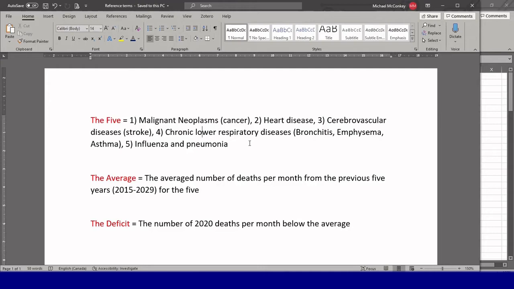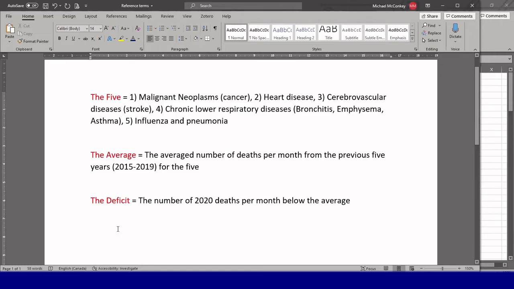When I say the average, what I'm talking about is the average number of deaths per month from the previous 5 years. And this is wrong, I can see here. Let's correct this too, so I'm doing editing on the fly. It's obviously 2015 to 2019. So that's what the average is. For any particular month, say April, I looked at every April from 2015 to 2019, recorded it all, and then determined the average for those 5. So when I refer to the average, that's what I'm referring to: the average from the previous 5 years for any particular month.